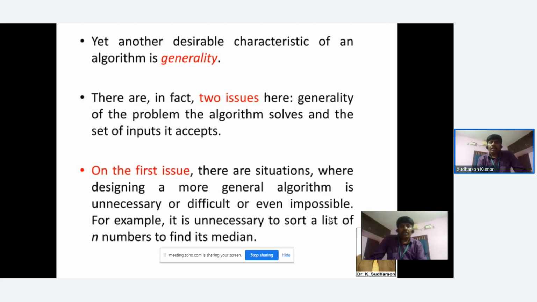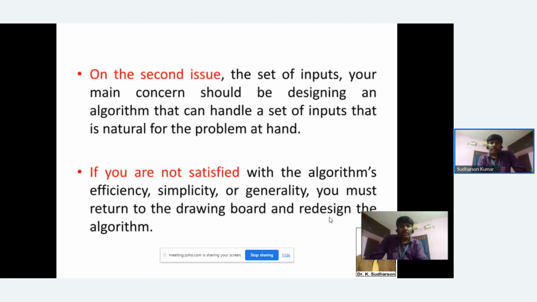In generality, we can face two issues. One is, there are situations where designing a more general algorithm is unnecessary, or difficult, or even impossible. So it is very difficult to write a generic algorithm. For example, it is unnecessary to sort a list of n numbers to find its median. Likewise we have different issues, so we have to check the issues while writing a generic algorithm.